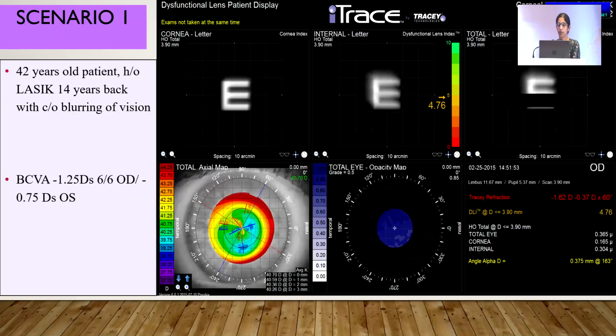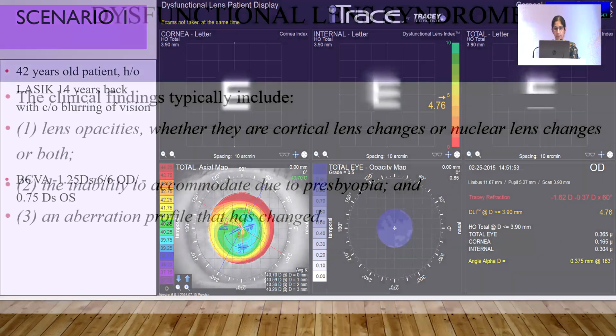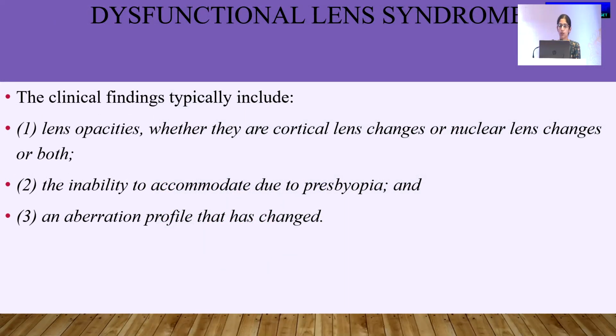Coming to scenario 1, does the patient need cataract surgery? A 42-year-old patient presented with diminution of vision. On refraction, the vision was 6/6. But he said, hey doc, my quality of vision is really deteriorating. When we did the EyeTrace, we can easily see that the internal aberrations are contributing to the decrease in vision. This is an entity called the dysfunctional lens index, which is based on the lens opacities, maybe cortical or nuclear changes, and it also depends on the aberration profile of the lens.